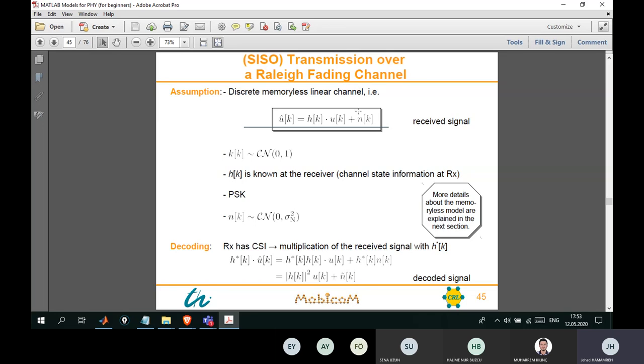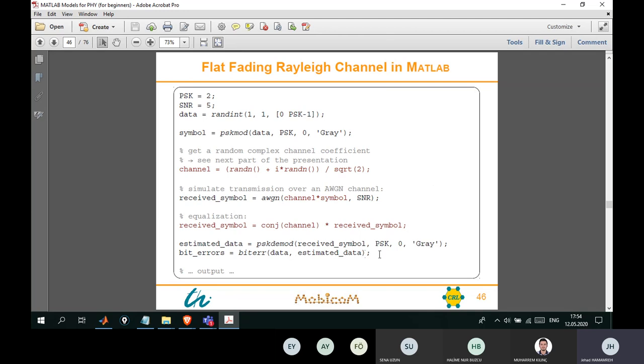How to solve this? Don't transmit over these deep faded subchannels. This is what we usually do. When you multiply your received signal with H conjugate, it's similar to dividing by H. You can test it, and we also simulated this using MATLAB. Very easy, very straightforward, not difficult.